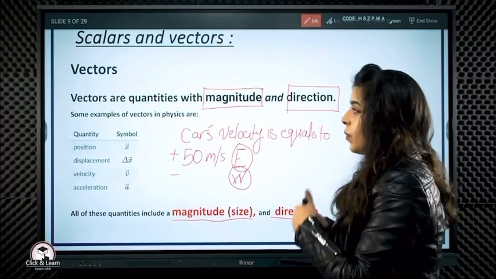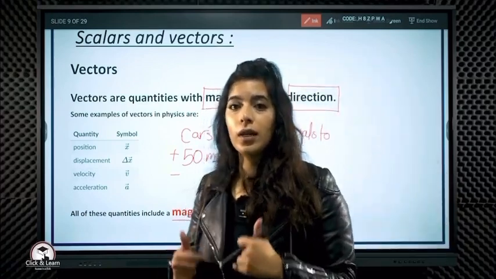That's what I want to tell you. In the previous slides, we talked about the sign convention. The sign convention, I use it only for vector quantities.